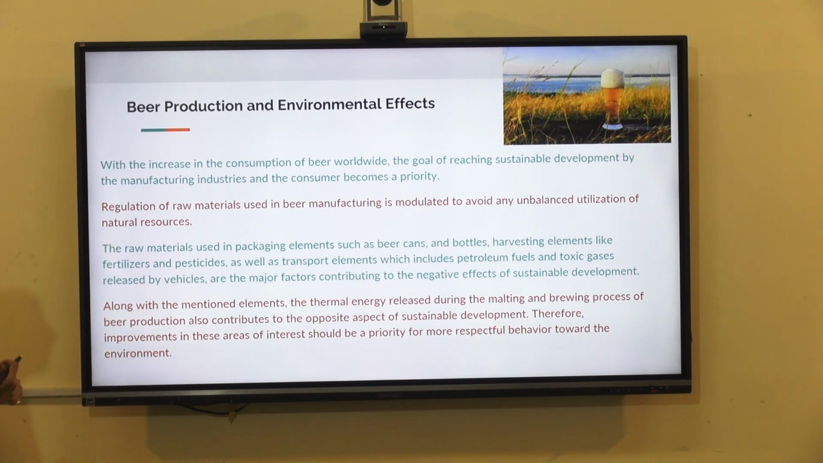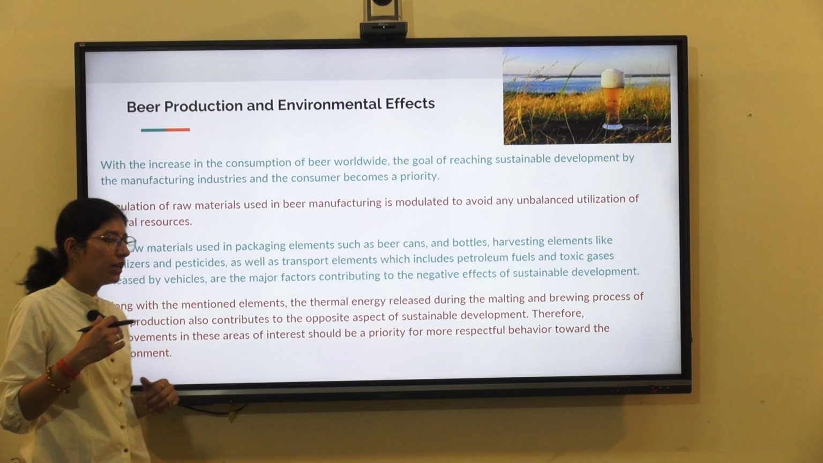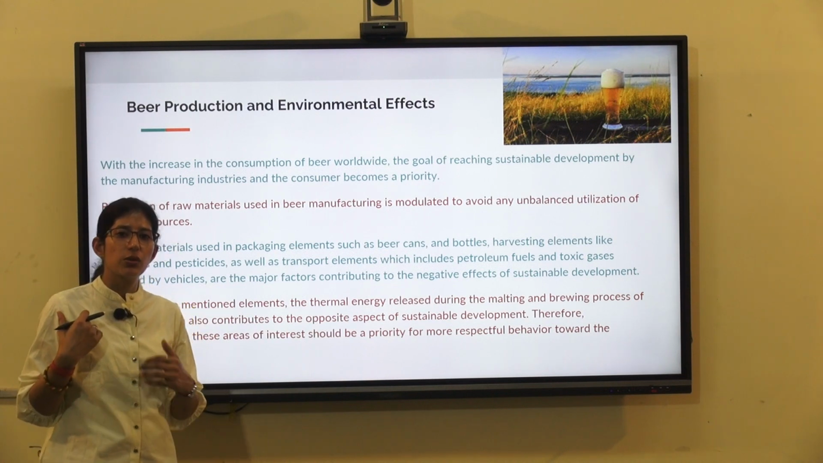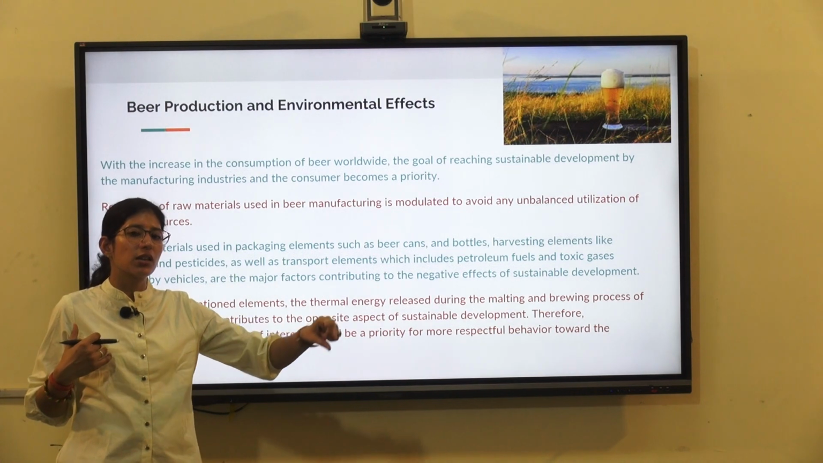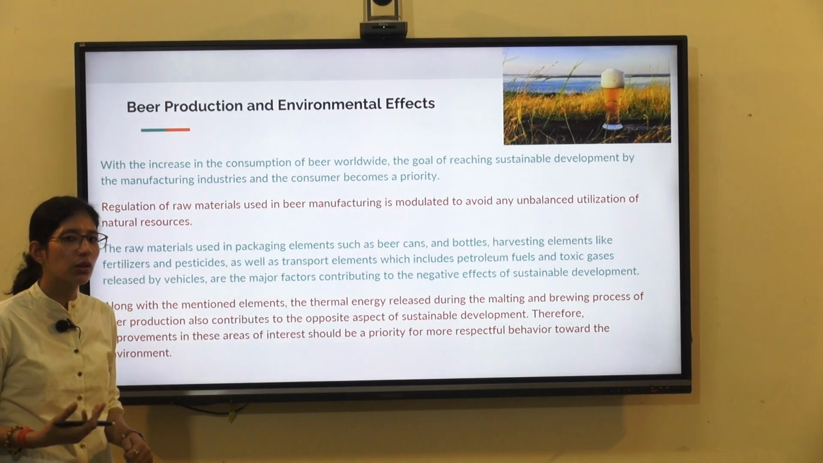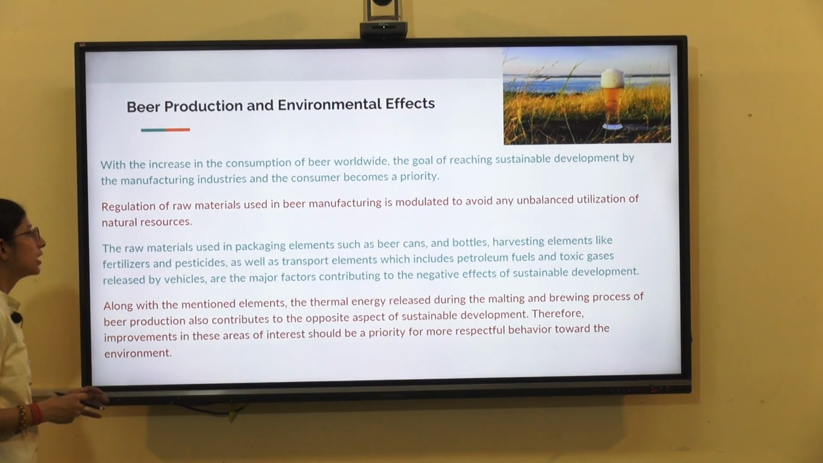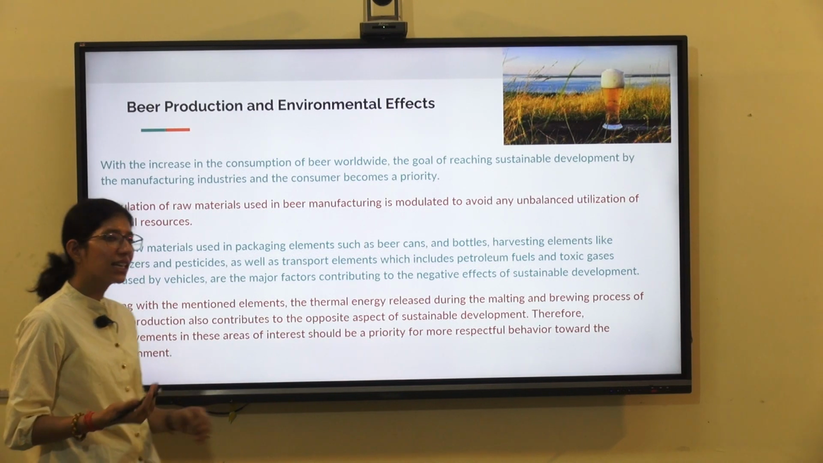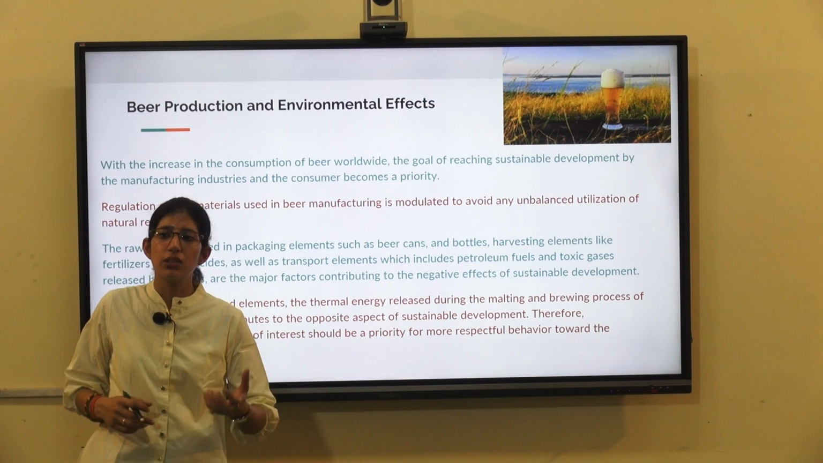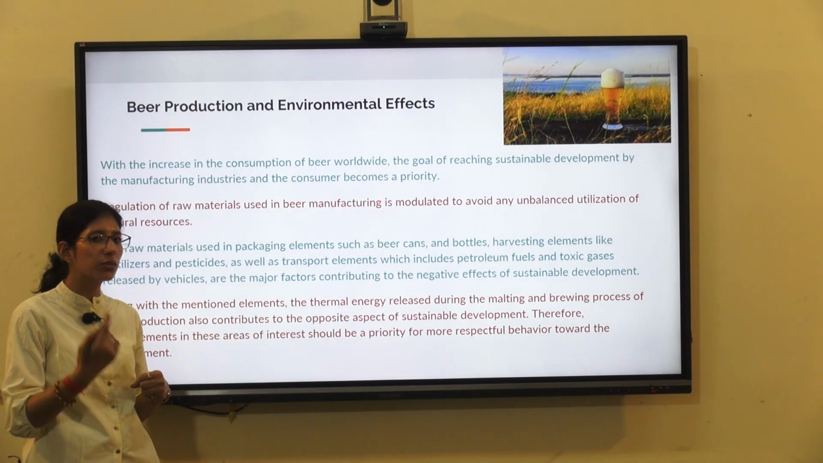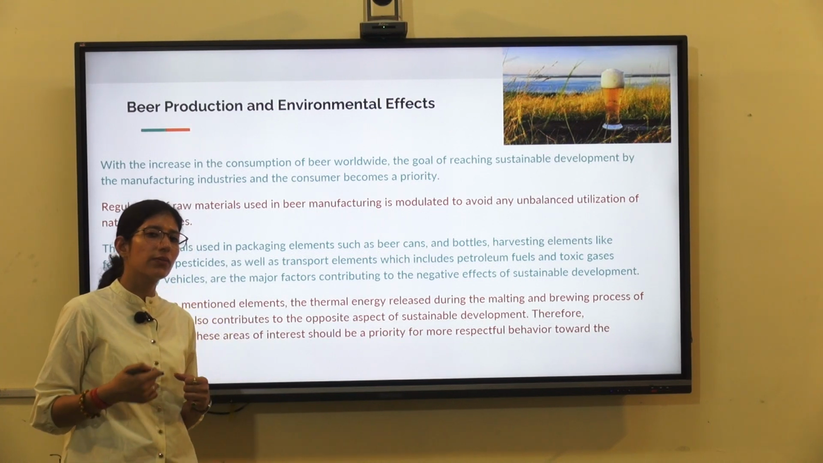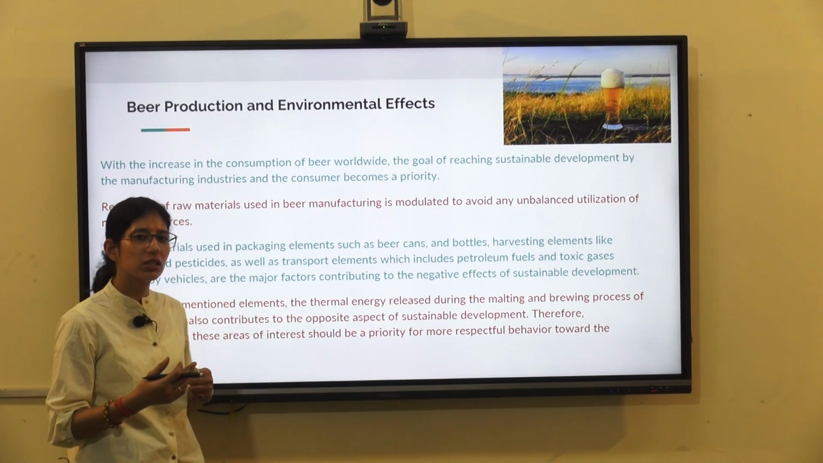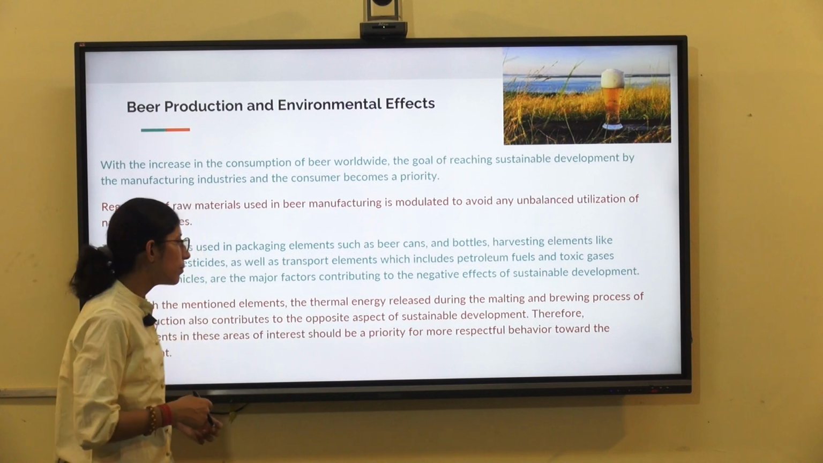and harvesting elements like fertilizers, and transport elements like fuels used for transportation. Long cold chain preservation methods during transportation consume a huge amount of fuel, which also generates toxic gases released from the vehicles and contributes a negative effect on sustainable development. If we are generating a huge amount of revenue from beers and alcoholic beverages, then we should also look at the factors that are contributing towards the deterioration of the environment.